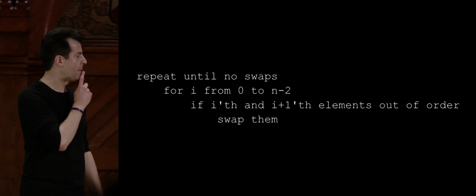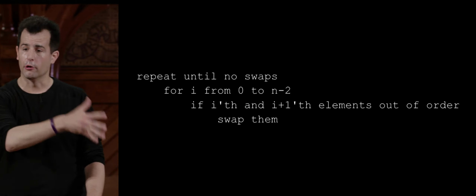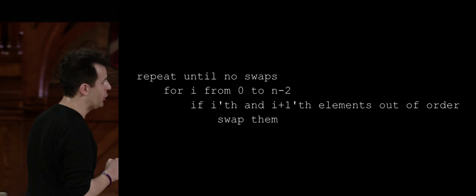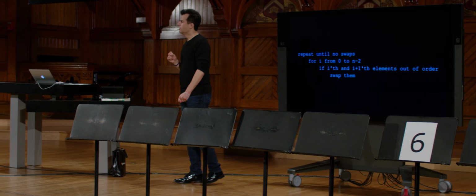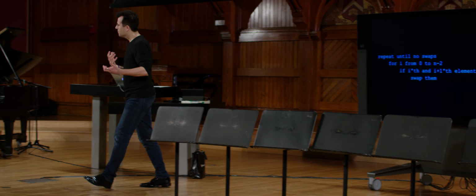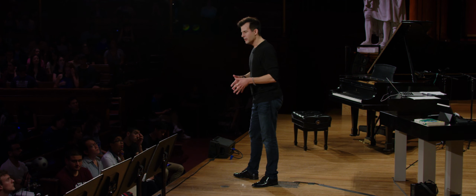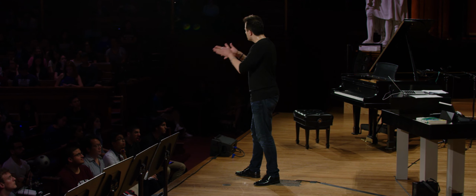Repeat until no swaps. For i from 0 to n minus 2, and n is just the size of the problem, the number of doors, the number of humans, the number of numbers, whatever the input to the problem actually is. So for i from 0 to n minus 2, if the ith and the ith plus 1 elements are out of order, swap them. This is kind of a mouthful, but I'm just applying some of the vocabulary that we have from C to an otherwise very organic human experience, using more methodical language than I was doing off the cuff when we were doing it with humans. Because what does this mean?